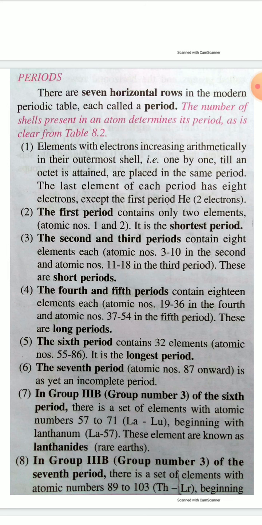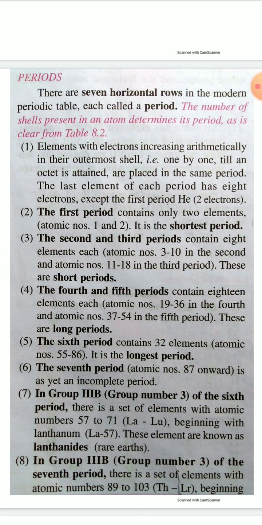The fourth and fifth periods contain 18 elements, and these are long periods. The sixth period contains 32 elements. It is the longest period. And the seventh period is an incomplete period. You have to remember which period of the modern periodic table is incomplete till now. The answer is the seventh period.